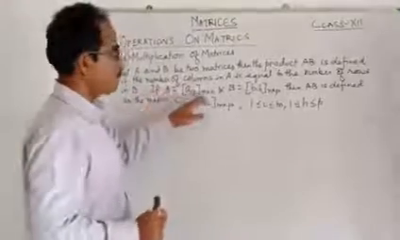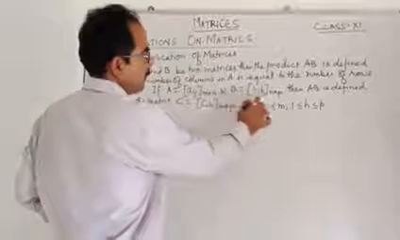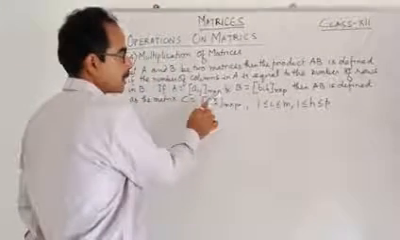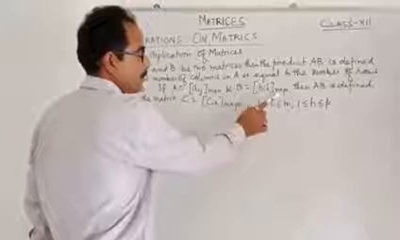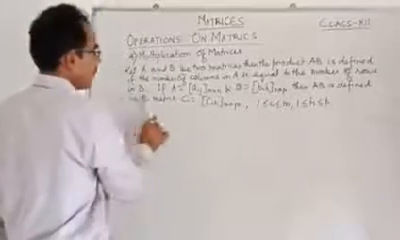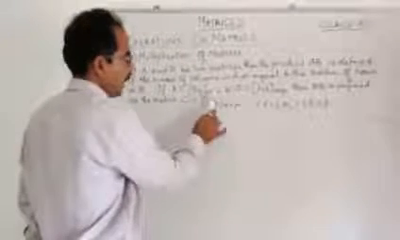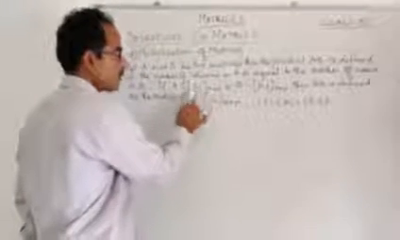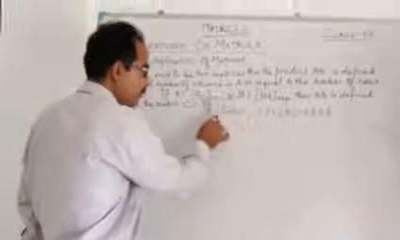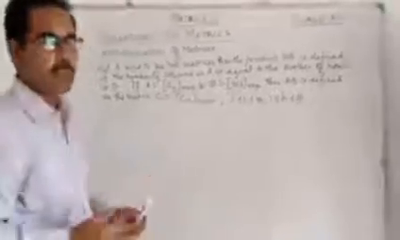Suppose A equal to Aij, m cross n, and B equal to Bij, n cross p. Look at here, the number of columns of the first matrix and the number of rows of the second matrix are both the same, n and n. Then AB is defined as the matrix C whose order is m cross p. M means number of rows of the first matrix and p means number of columns of the second matrix. That will be the resultant matrix. So let us take an example, then it will be more clear to you.